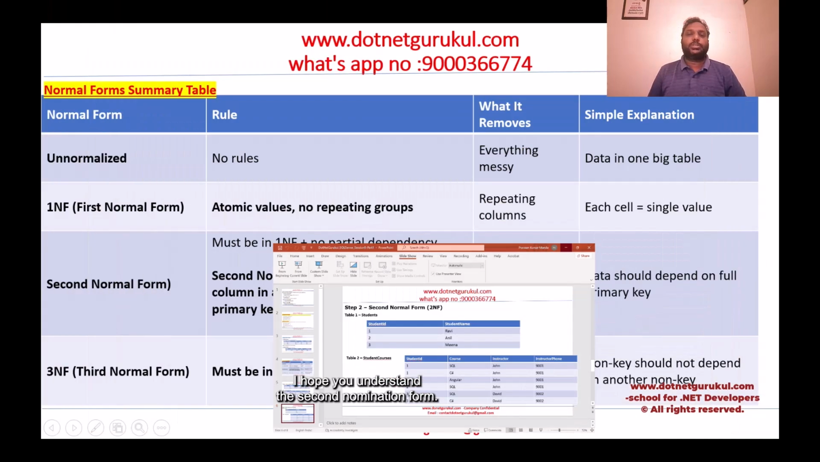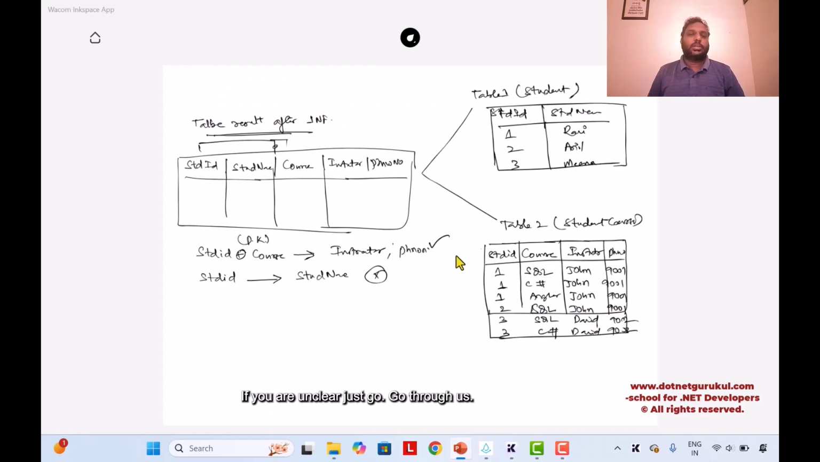I hope you understand the second normalization form. If you are unclear, just go through this once again. See here, the first normalization form we applied. The primary key is the student ID and the course. We can identify the student, instructor, and the phone number, but it is also determining the student name directly with respect to student ID, which is part of the primary key. So what I did is, I split this table data into two tables. This is the independent part of the primary key, nothing but the single primary key, and this is the composite primary key, in two different tables. Again, if you can see this data, it has a transient dependency. So let's understand the normal form.